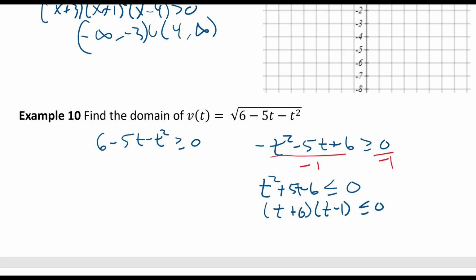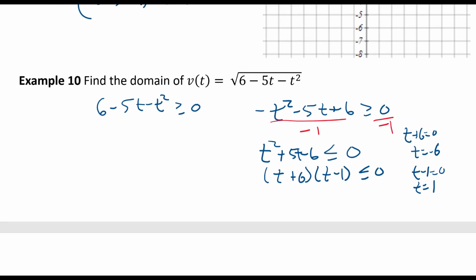So in this case, I'm going to use t for test value, the test value method. If I say t plus 6 equals 0, it means t equals negative 6. If I say t minus 1 equals 0, t equals 1. So those are my boundary values, I should say. So if I look at this in terms of t plus 6 and t minus 1, now the smallest of our boundary values is negative 6.